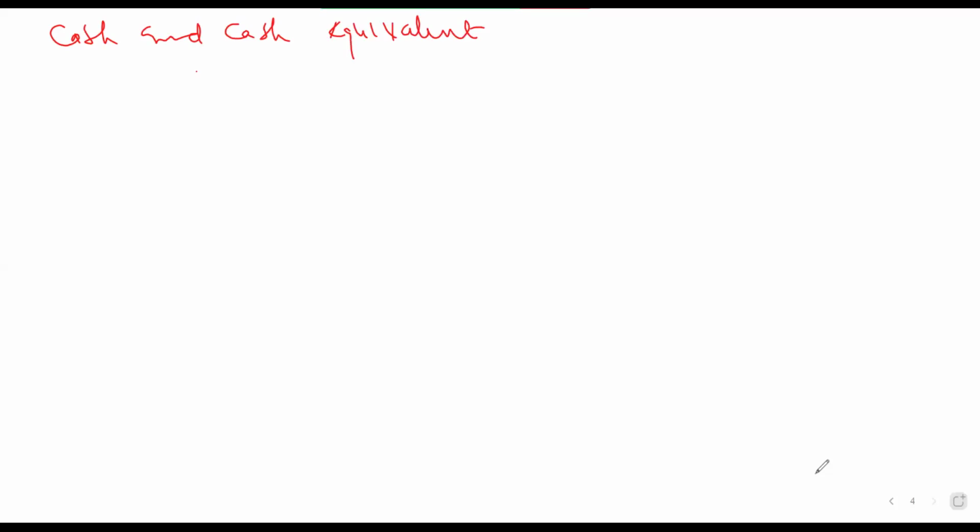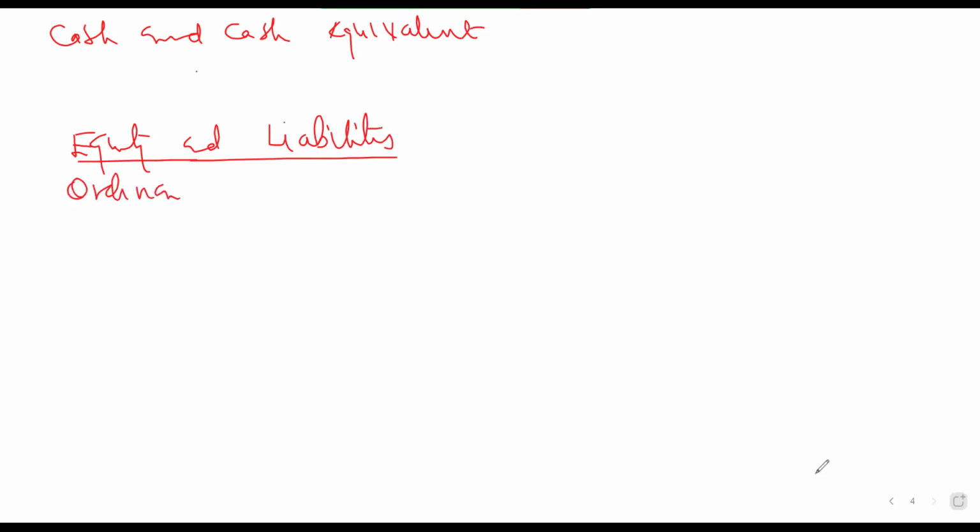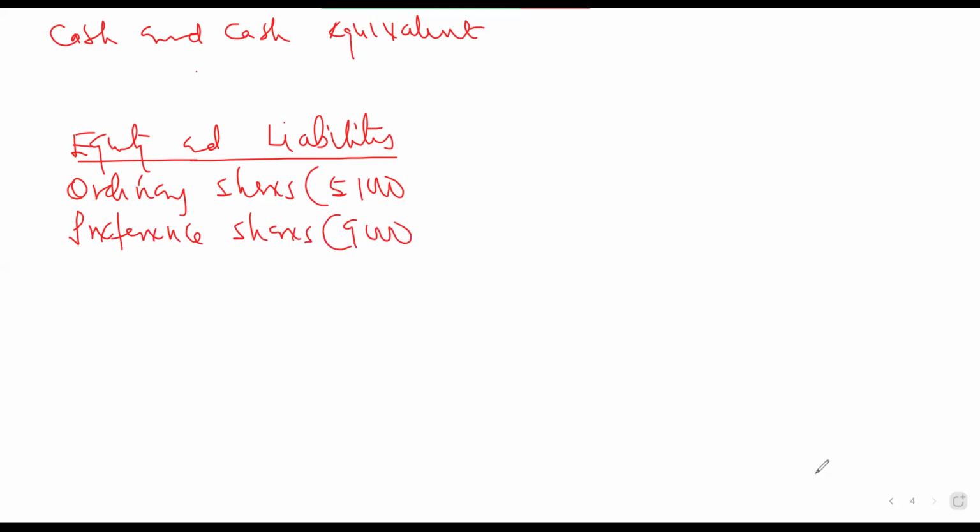Okay. So let's come to equity and liabilities. We have the stated capital. The stated capital, we can now separate it. So we'll be having ordinary shares of 51,000. Do you agree to that? And preference shares of 9,000. Is that correct? I hope you are okay with that. Yes.